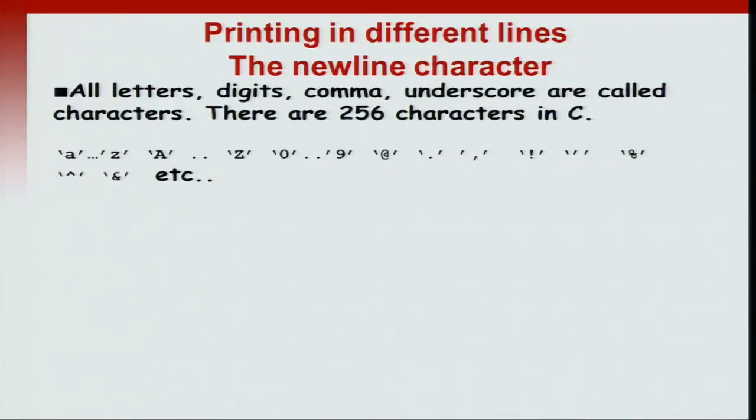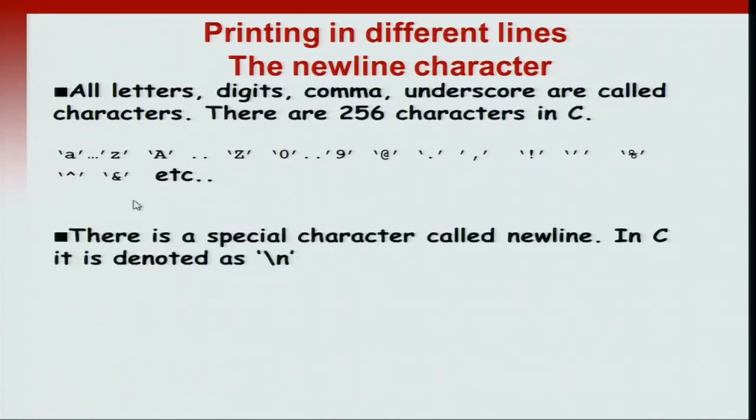So, for this we need what is known as the new line character. All letters, digits, comma, punctuation symbols, these are all called characters in the C programming language. There are a total of 256 characters in C. 256 is 2 to the 8. So, for example, the small letters a to z, capital letters A to Z, 0 to 9, the @ symbol, other punctuation symbols like dot, comma, exclamation mark and so on are all characters in C.